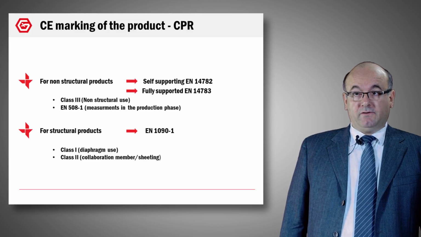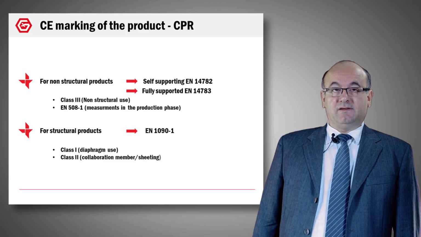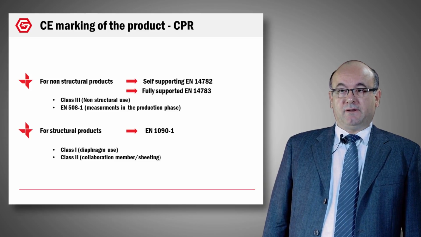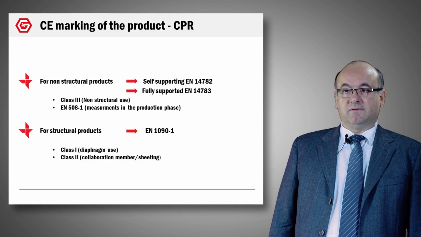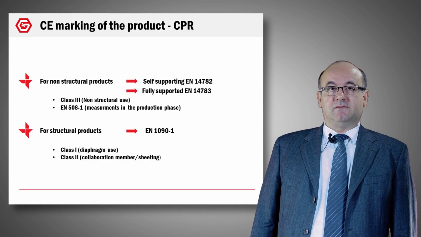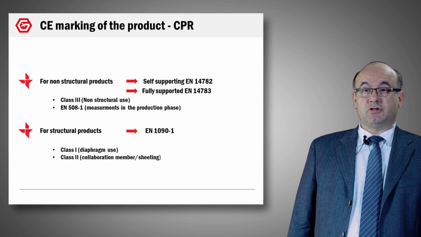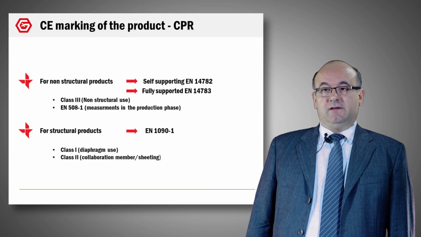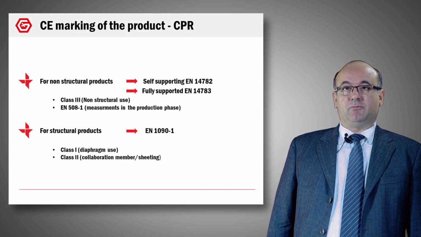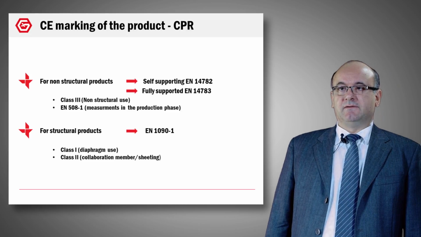For structural products, we have to apply the EN 1090-1. We have two categories, class 1 for the diaphragm use and class 2 for the collaboration between the member and sheeting. The diaphragm, you have this system when you use the cold form element to stabilize the construction against the wind and against the earthquake. The class 2 is used when the profile collaborates with the members. Okay, it's the CE marking.